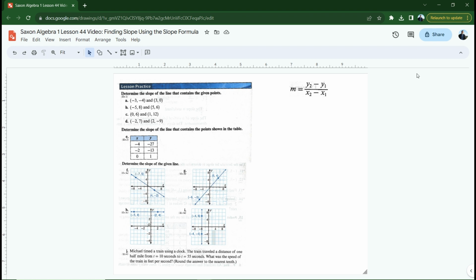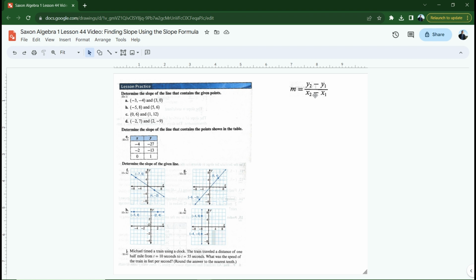Now, here's one important thing to remember about this. It really doesn't matter which point you put first and which point you put second. No matter what, this is going to work out regardless. So even if you accidentally use the first point as the 2 and the second point as the 1, it's not going to matter because it will still calculate the correct slope for you.